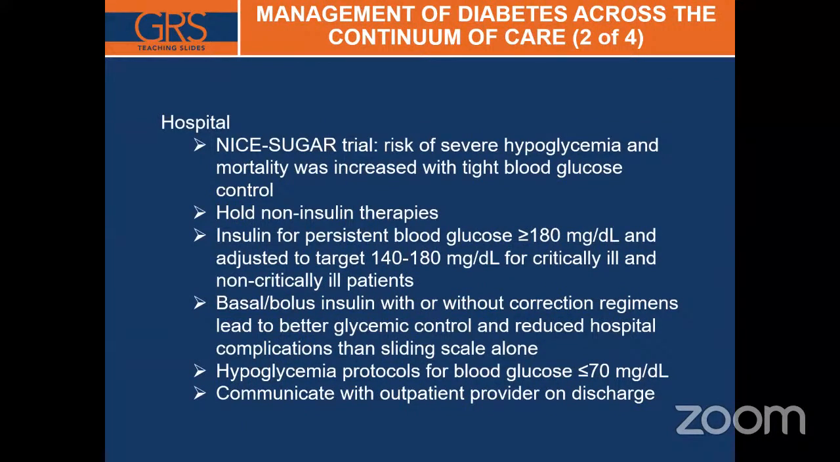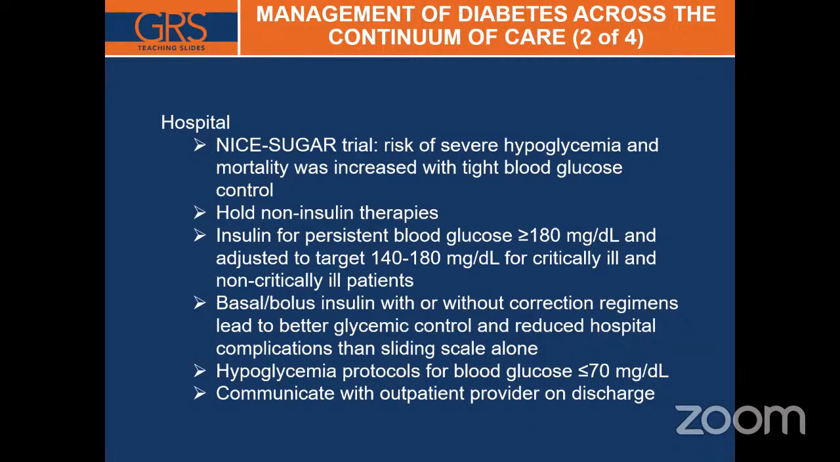the patients are in hospital, there's the NICE-SUGAR trial. We see that the risk of severe hypoglycemia and mortality was increased with tight blood glucose control. So we hold the non-insulin therapies, and start insulin if you have a persistent blood glucose greater than or equal to 180 mg per deciliter, adjusting to a target of 140 to 180 for critically ill and non-critically ill patients.